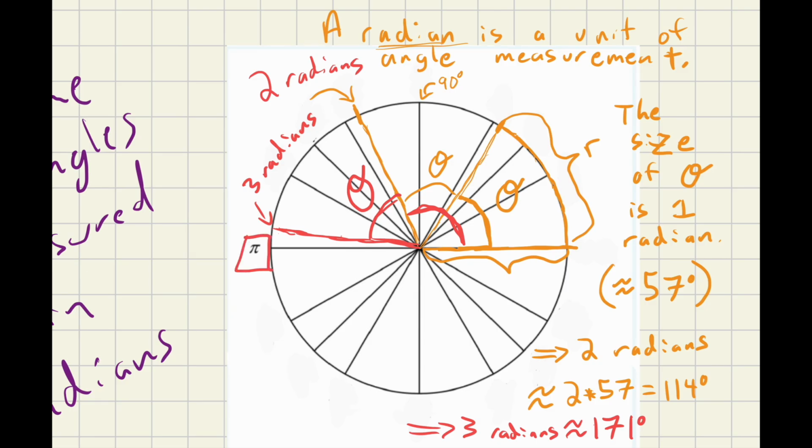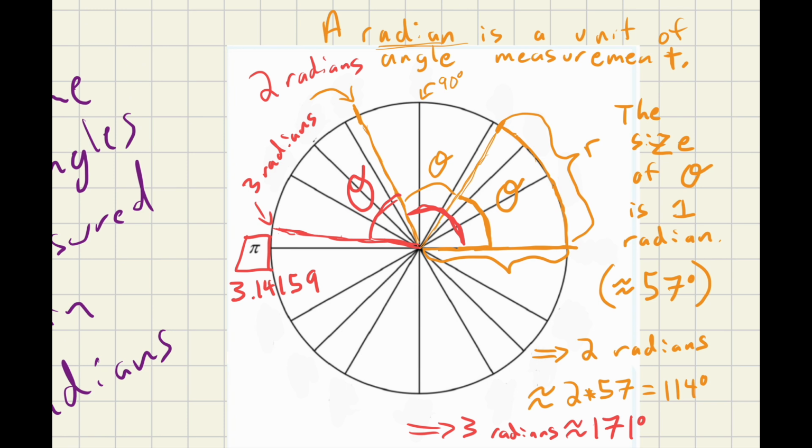Good old pi, which is about 3.14159. Pi is an irrational number. There are exactly pi radians in half of a circle, which is a very nice result and makes all sorts of things cleaner when you're measuring angles in radians.